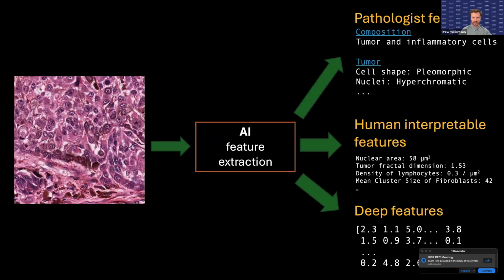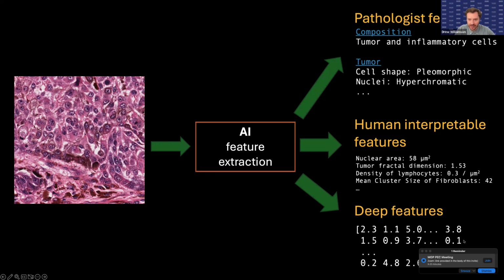All right, so I was kind of lying to you before. Really there's 3 different paradigms you can do here in 2024. You can extract your pathologist features, I'll call them, either with a pathologist or with a computer, your human interpretable features, and your deep learning-based features.